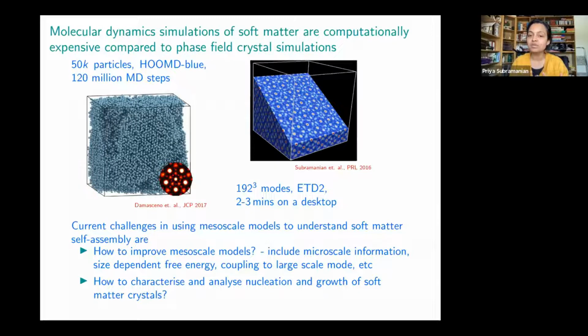But of course, it being a mesoscale model, we have lost a lot of information that would be there in the microscale. So size-dependent free energy is not in this model at this point, but it's something to think about how to add that, or coupling to a large-scale mode that is not there now. So there is lots of work to be done at the mesoscale, but still, right now the mesoscale is what we can easily explore. So for the rest of the talk, we're going to stick at this phase field crystal level, and we want to analyze nucleation and growth of soft matter self-assembly.